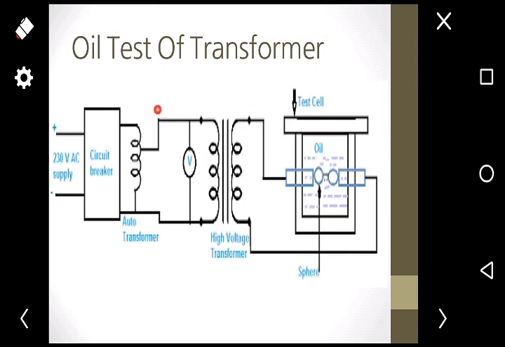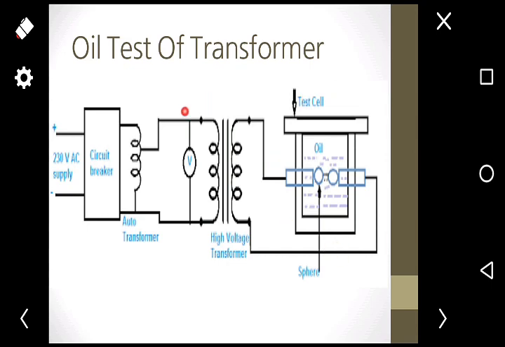Next test is the oil test of a transformer. This test is carried out for checking the dielectric strength of the oil. Two transformers are used, one an auto transformer and the second a high voltage transformer. Two stainless steel electrodes are kept in the test cell. This is the test cell. Maintain the gap between the two electrodes at 2.5 mm.